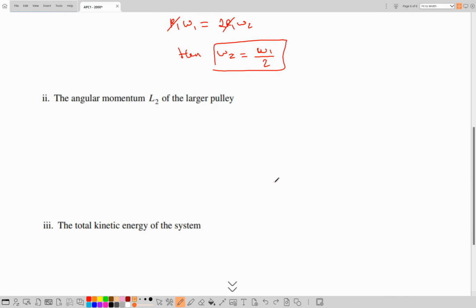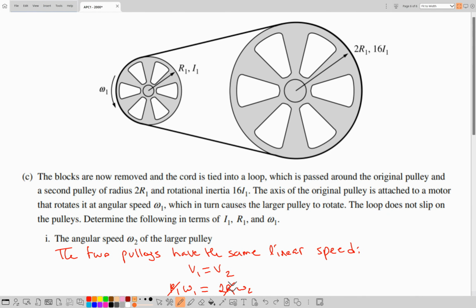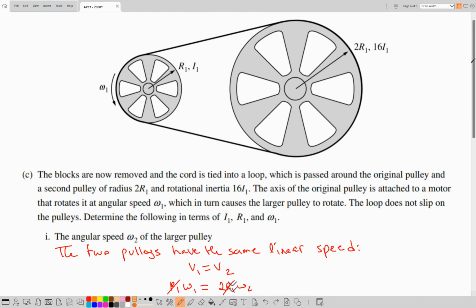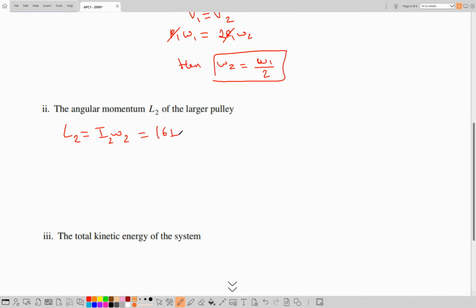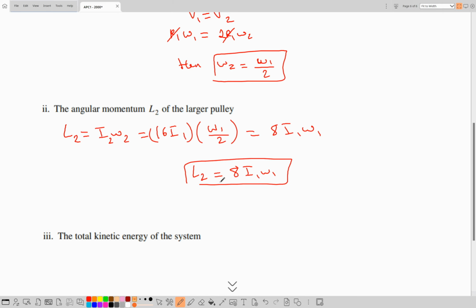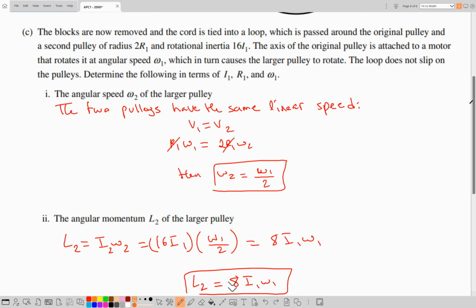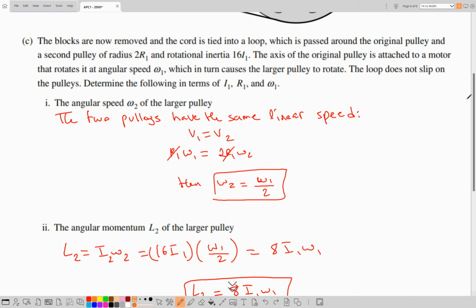Now the angular momentum L2 of the larger pulley, we know that for a rigid body the angular momentum is given by I multiplied by omega. If this carries the subscript 2, that would be I2 omega 2. Now what about I2? I2 is given by 16 I1. And omega 2 is given by omega 1 over 2, that would be 8 I1 omega 1. Then the angular momentum L2 is given by 8 I1 omega 1. And indeed, again, our answer is being expressed in terms of I1, R1 and omega 1.